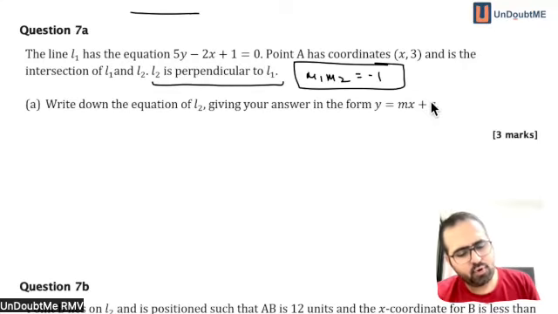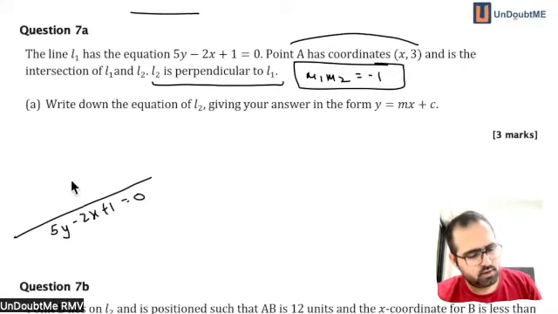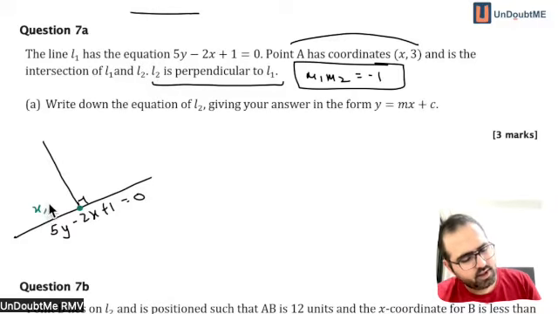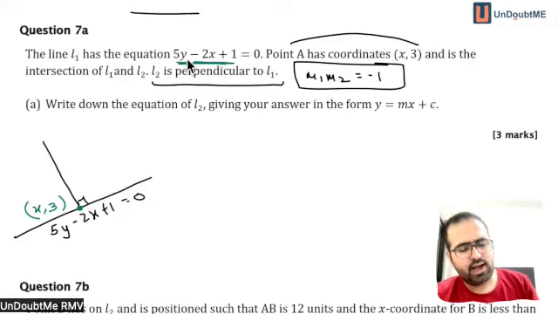Now they are saying that point A has the coordinate and is the intersection of L1 and L2. Let us assume that this is L1, 5y minus 2x plus 1 is equal to 0. This is L2. And the point of intersection of L1 and L2 is this point, x comma 3. They are perpendicular as well. So this x comma 3 will lie on this line. I can get the coordinate of the point of intersection.